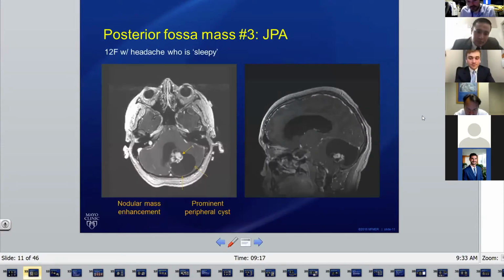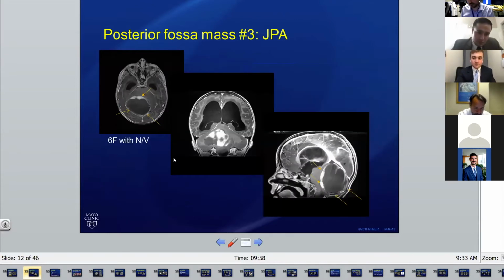So the third bad guy in the posterior fossa, and the one that's probably most common overall, is JPA, your pilocytic astrocytoma. So this is a 12-year-old girl who presented to the emergency department. She had a headache, she was sleepy, they got a CT scan, and based on those findings, she got an MRI. So this demonstrates a nodular, highly contrast-enhancing mass in the cerebellar hemisphere with a very large associated peripheral cyst. In this particular instance, the cyst isn't demonstrating any mural enhancement, but based on the size of the cyst, the commonality of the disease, and this nodular enhancement, we were fairly certain this is a JPA before surgery, and sure enough, that's what it is.